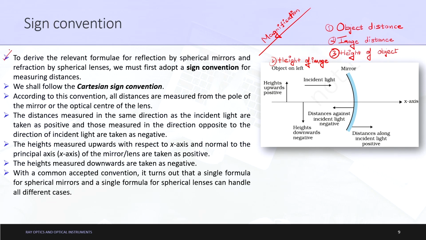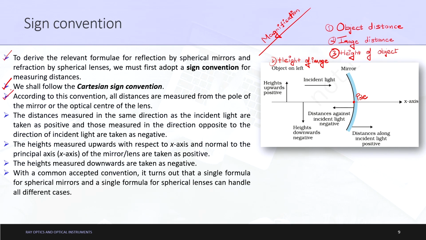Next, we shall follow the Cartesian sign convention. So what is this Cartesian sign convention? According to this convention, all distances are measured from the pole of the mirror. Which is the pole here? This is the pole here. Everything is measured from the pole of the mirror, or the optical center of the lens. If it were a lens, there would be an optical center and everything would be measured from the optical center of the lens only.